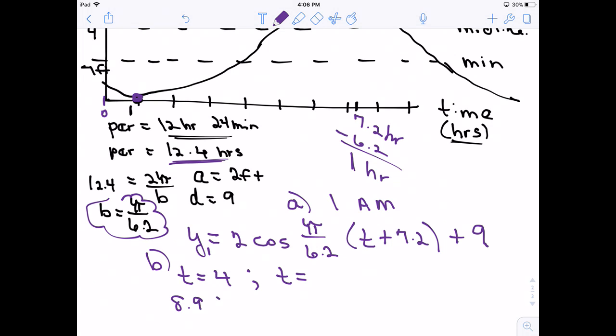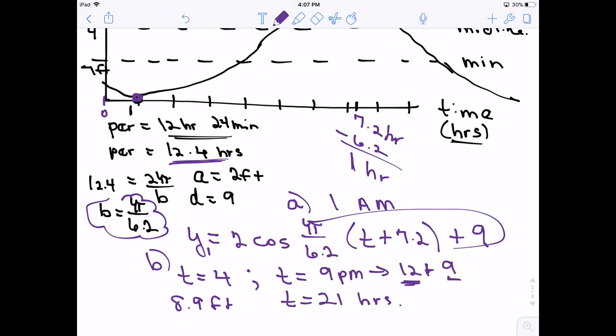8.9 feet, and I'd expect to see you throwing that in there. And you could, again, still use Desmos and so on. That's always really good. But again, 9 p.m., starting from midnight to midday, you're talking about 12 hours plus another 9 hours to get into the evening. So just to make sure you understand what I'm talking about, 9 p.m. is really 12 hours plus the 9 hours. This is in the morning, this is in the evening. So you're going to put in 21 hours after midnight into this function right here for t.